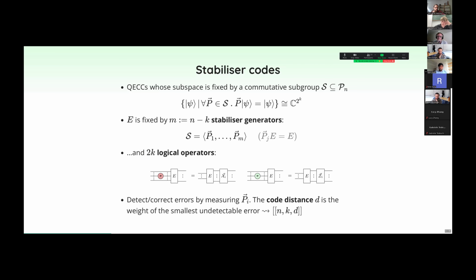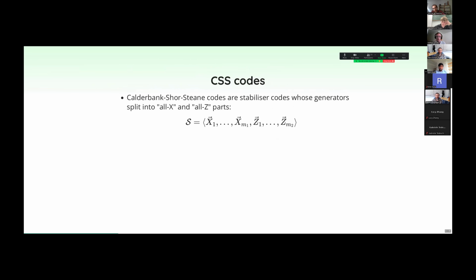We detect and correct errors by measuring the stabilizer generators. And the code distance is the weight of the smallest undetectable error, which tells us how many errors we can detect and correct with this code. CSS codes are a bit simpler because we take a stabilizer code and split it into two halves. One half has only support in X and identity Pauli operators, and the other one has only support in Z and identity Paulis.